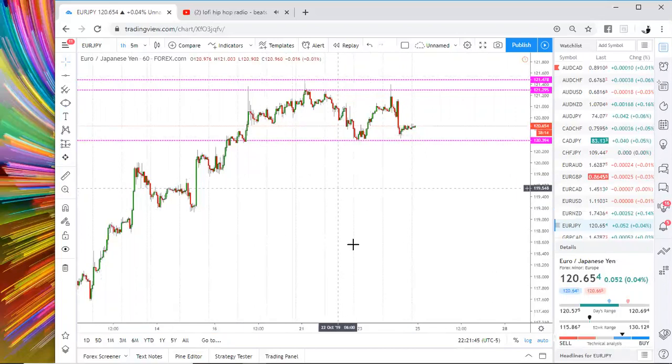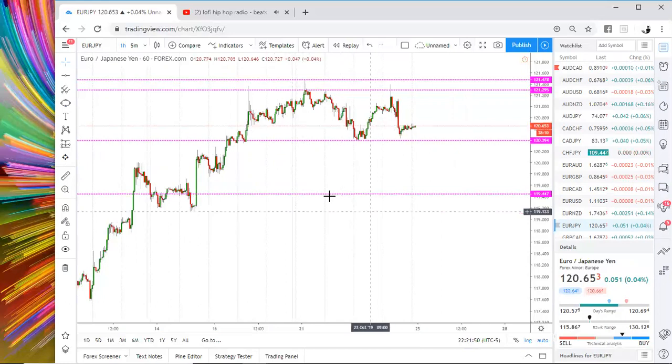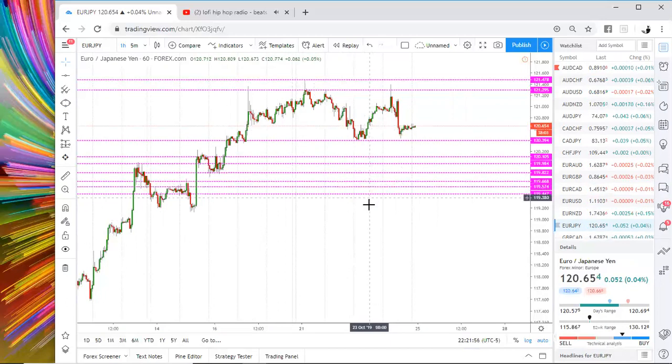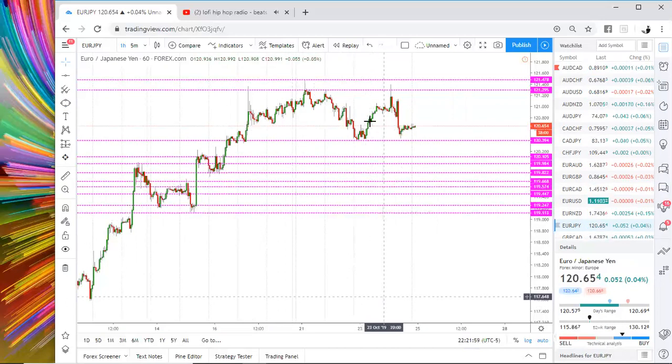So if you go anywhere on the chart and you press Alt H, it just creates a line. Here, creates a line. Here, creates a line. Here, creates a line. Creates a line. Okay, you get the point, right?